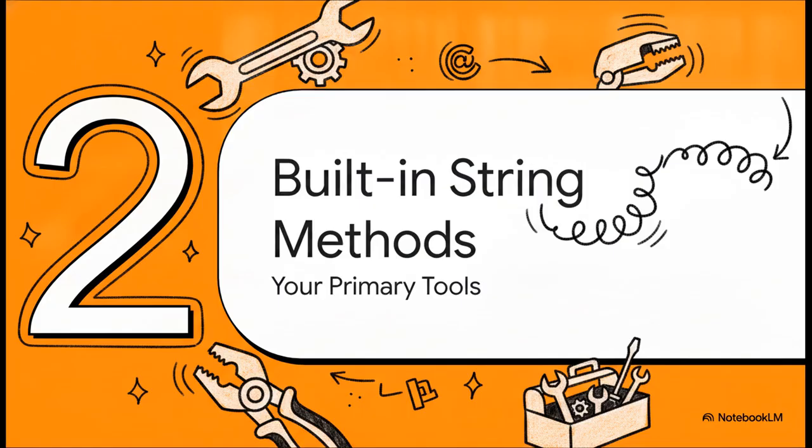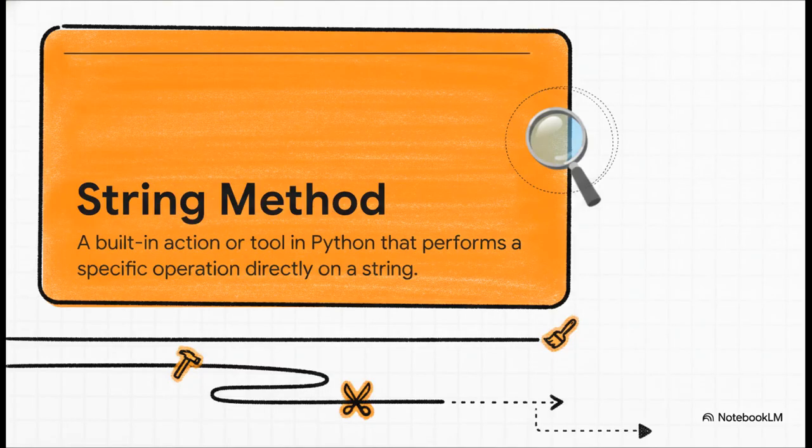These are going to be your primary tools. Okay, so to actually change our text, we use something called a string method. What is that? Well, a string method is just a built-in action or tool in Python that performs a specific operation directly on a string.